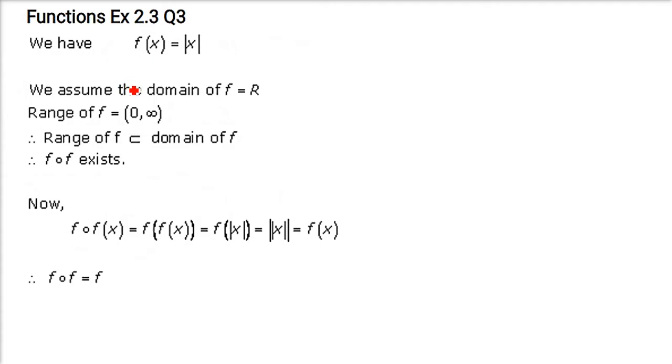Okay. f(x) equals mod x. Prove that fof is equal to f. fof means f of f(x). So f(x) is given as mod x.